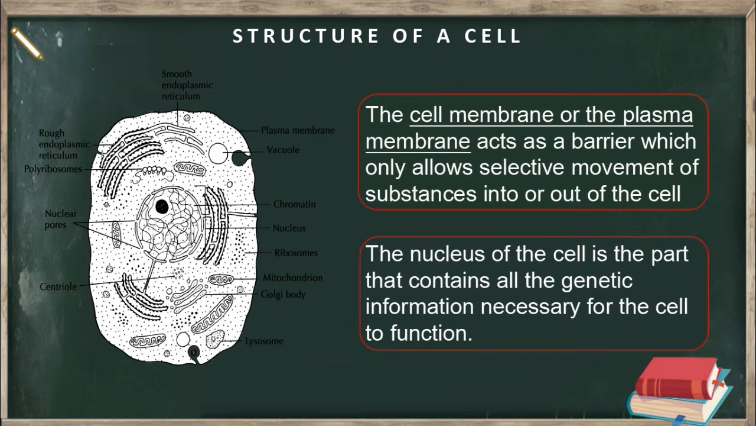The cell membrane or the plasma membrane acts as a barrier which only allows selective movement of substances into or out of the cell. This selective movement is known as selective permeability. The nucleus of the cell is the part that contains all the genetic information necessary for the cell to function.